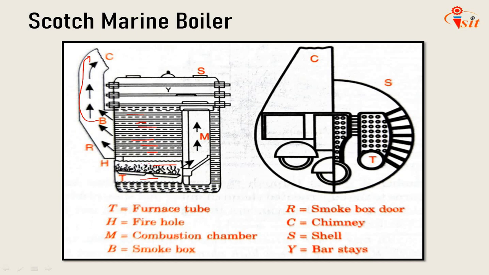Here the hot gases produced due to burning of fuel move to the combustion chamber. Then they travel to the smoke box through the fire tubes and finally leave the boiler via the uptake and through the chimney. In the double-ended Scotch boiler, furnaces are provided at each end. They look like single-ended boilers placed back to back. A double-ended boiler for the same evaporation capacity is cheaper and occupies less space as compared to the single-ended boiler.